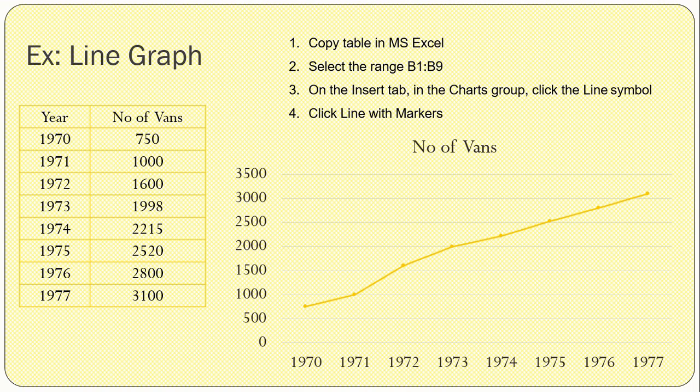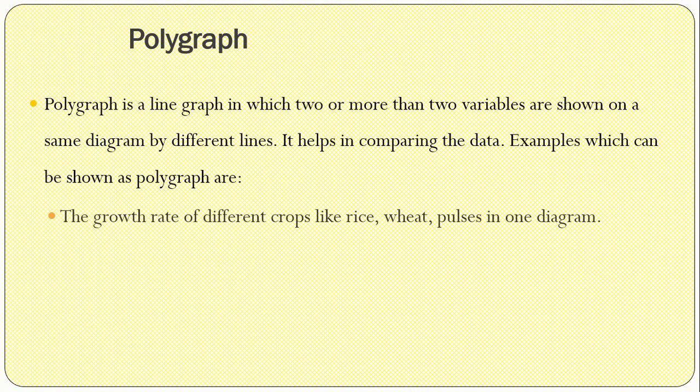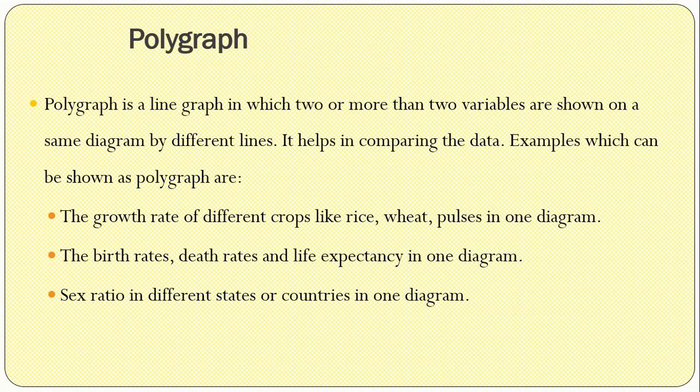Let's move to the polygraph. A polygraph is a line graph in which two or more variables are shown on the same diagram by different lines. It helps in comparing the data. Examples which can be shown as a polygraph are the growth rate of different crops like rice, wheat, and pulses in one diagram. Again, the birth rates, death rates, and life expectancy in one diagram. Again, the sex ratio in different states or countries in one diagram. Using a polygraph, we can compare data in a single diagram.